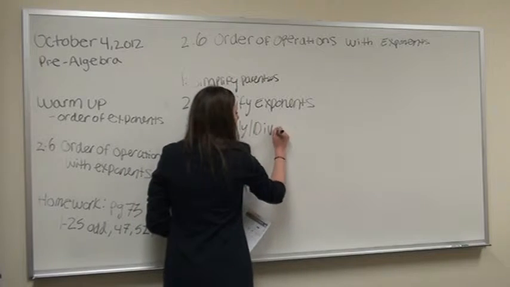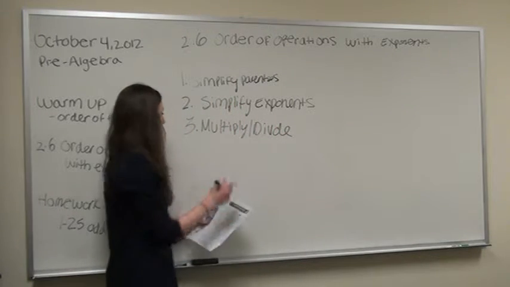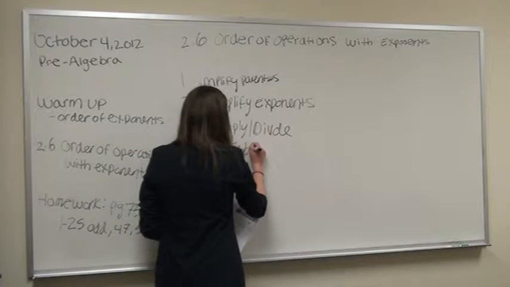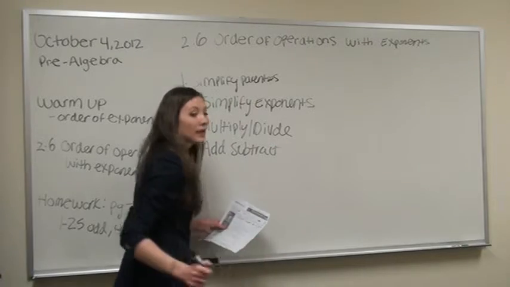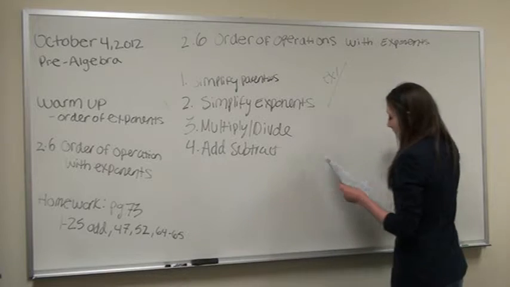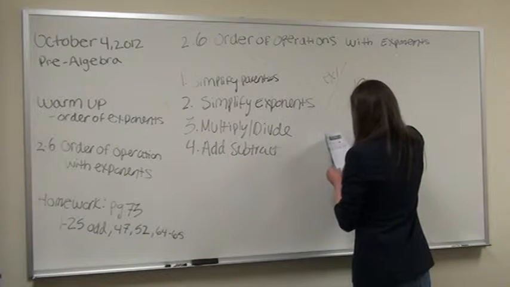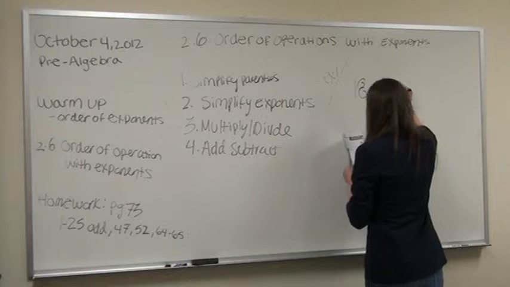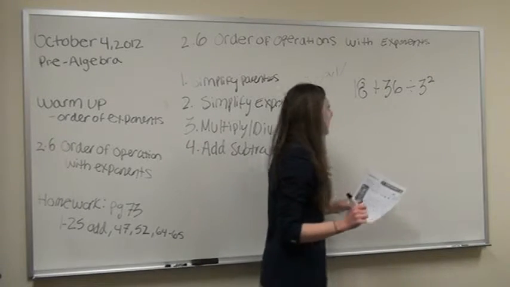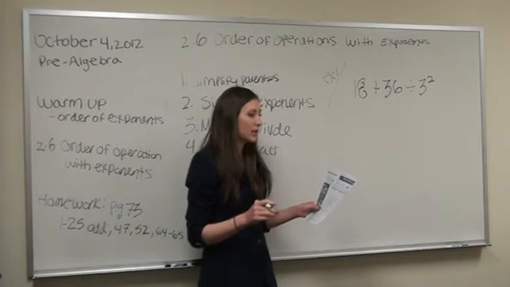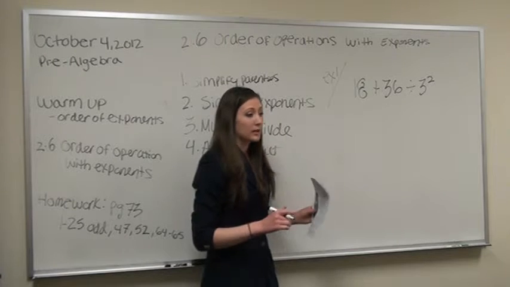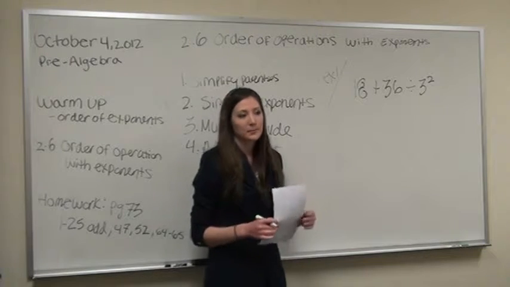And then, what would the fourth rule be? Add and subtract. Correct. Okay, so example 1. 18 plus 36 divided by 3 squared. And we already learned about our exponent, so what is 3 squared? That's what we want to simplify first. So what's 3 squared? 9.